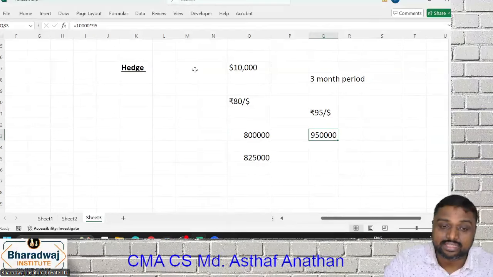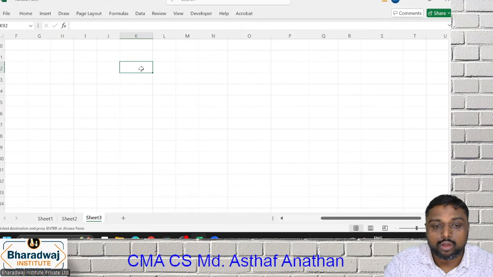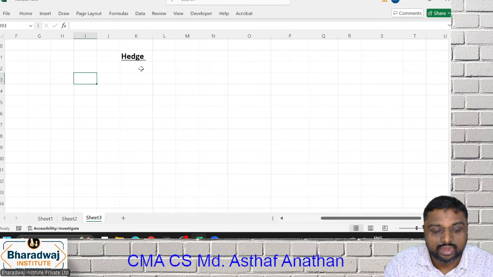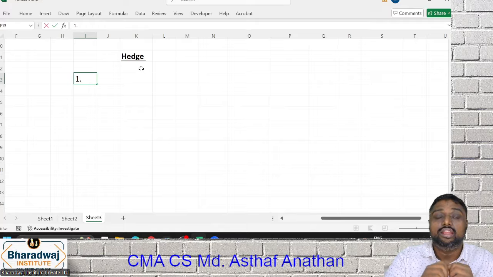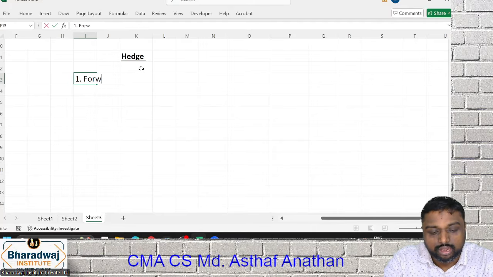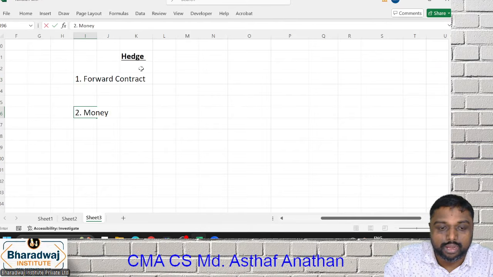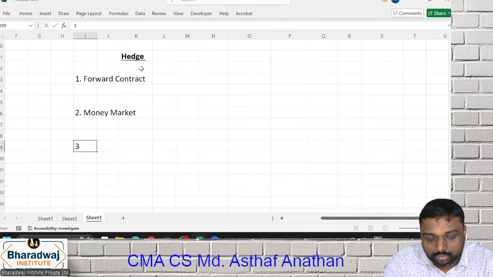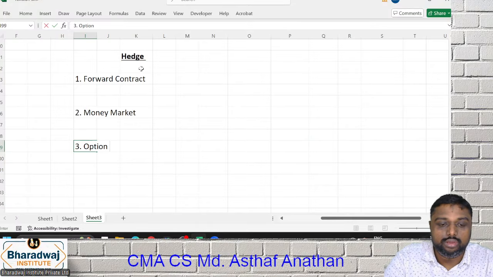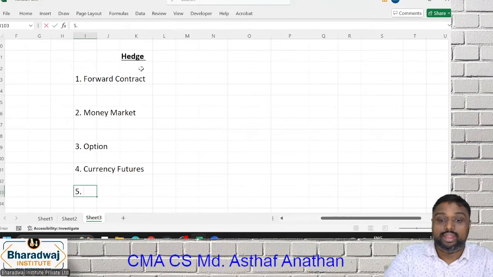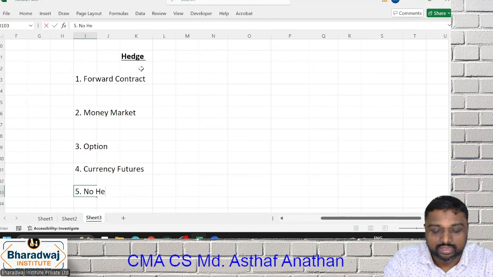So how to manage this? Forex is a very good tool. So how to manage this? That is what hedging is, my dear friends. In our regular classes, we told you that if you do hedging effectively, we can give a lot of value addition to the company. A lot of hedging tools are available. We have forward contracts, money market tools, options, and futures, generally called currency futures. Then we have no hedging, that is, we take the risk. That is also available.